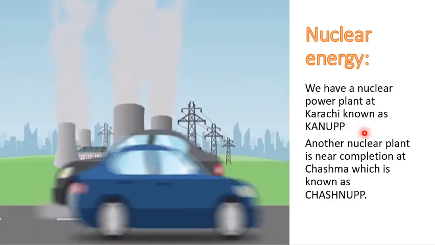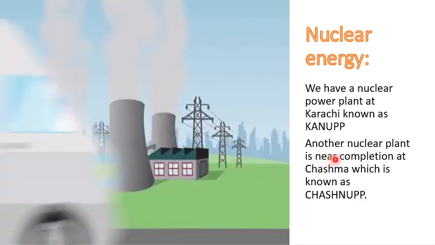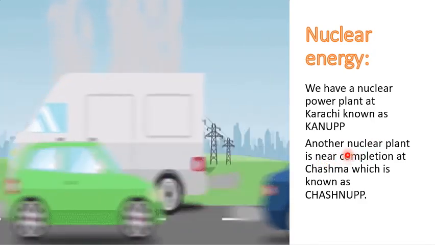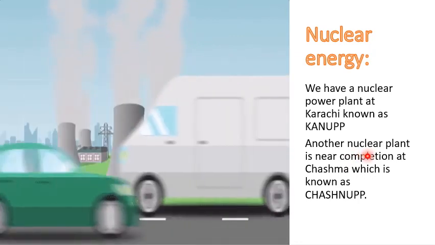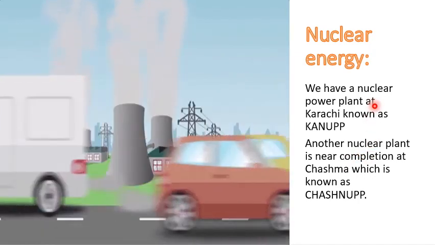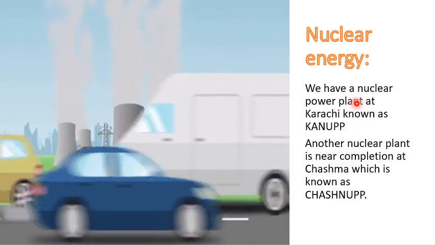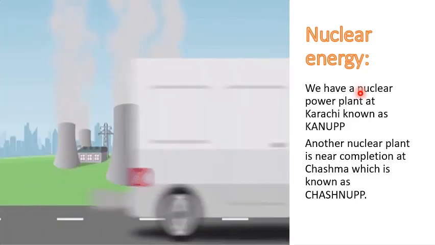Another nuclear plant, near completion, is at Chashma, which is known as Chashnup. Chash is showing Chashma, and nup is showing nuclear power plant. These are the two nuclear power plants in Pakistan, and this nuclear energy is used in Pakistan.